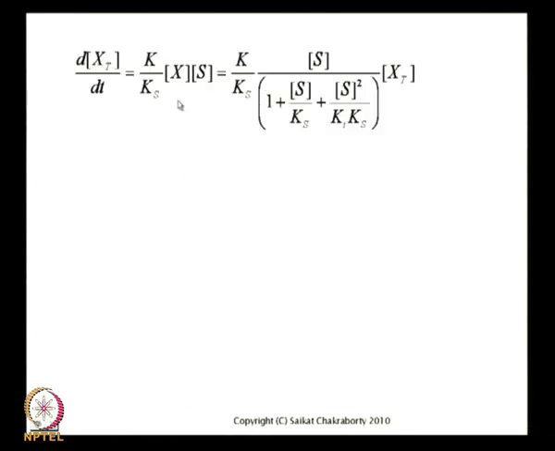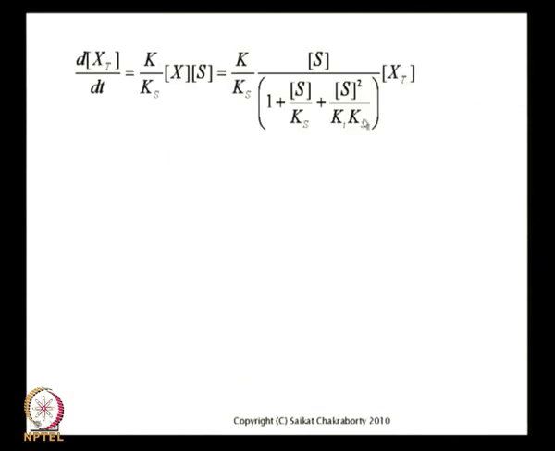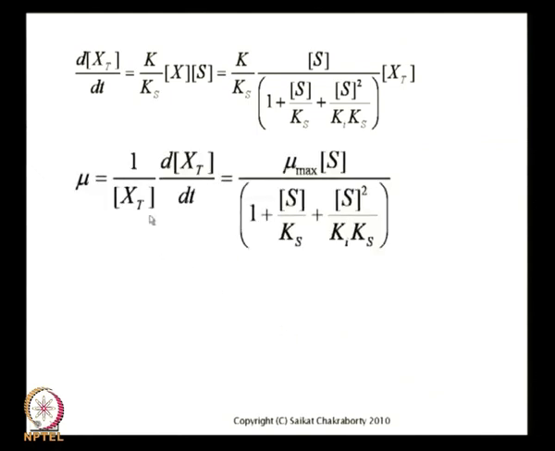So you have k over ks times xs, and then you can substitute your x in terms of xt that we got. So x in terms of xt is what we got over here. You substitute that back from here, and you get it in terms of xt. So now my specific growth rate is 1 over xt d/dt of xt. So that is now my mu over here. Right? So what you find is mu is this.